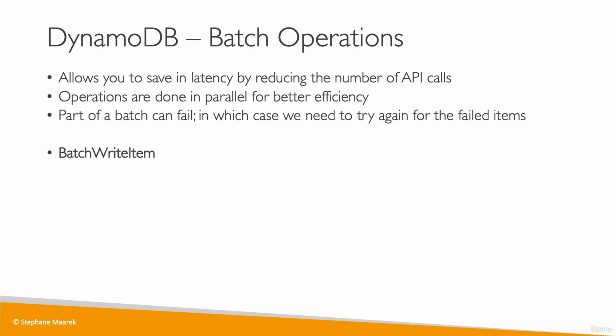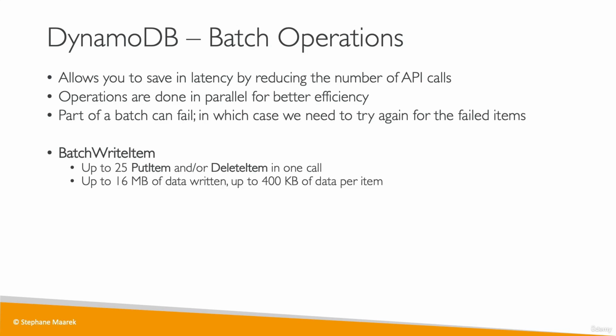So the two batch operations we can do is number one, batch write items, which gets you up to 25 put item and/or delete items in one call. And so you can write up to 16 megabytes of data with up to 400 kilobytes of data per item. And you cannot update items. You need to use the update item API for that, but you cannot do a batch update item.